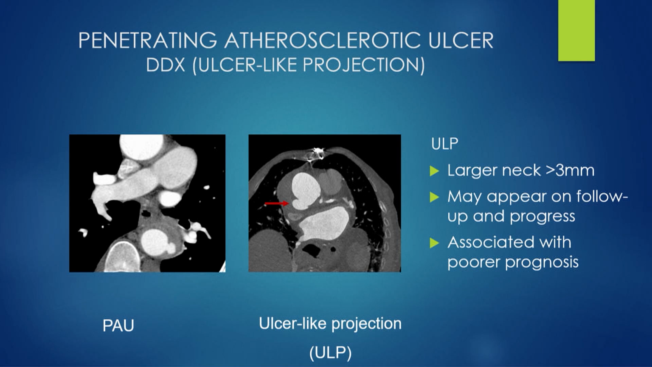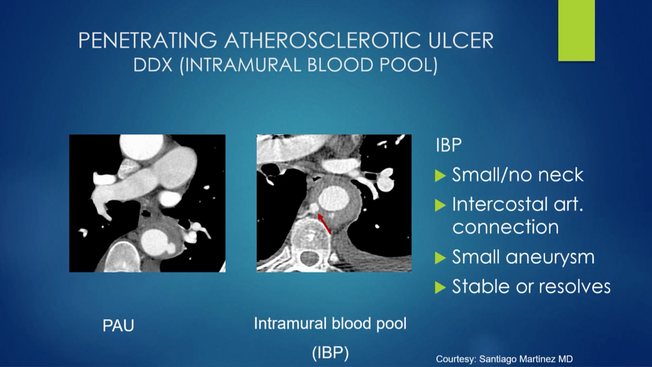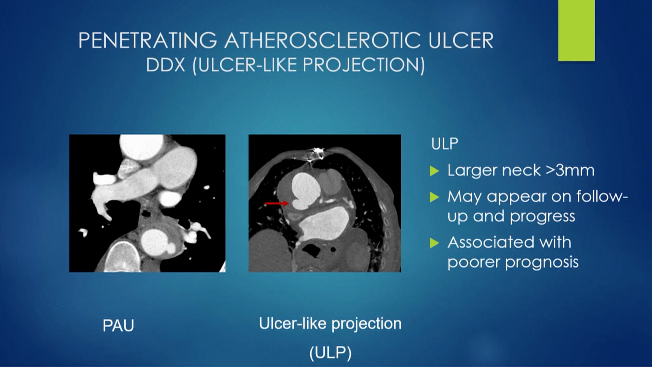And then there's also this ulcer-like projection, which can be a little more like a PAU. The one that's easiest to recognize is the one I showed you right here, this intramural blood pool. So that's the one I would keep an eye on. These are actually rare, but you'll often see this: initially there'll be an intramural hematoma and this will appear later.